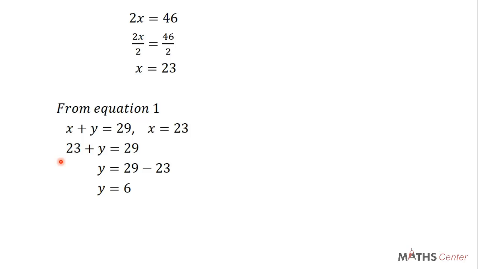Now remember from the question, it said that the sum of those two numbers is 29, and this is true. If you add 23 to 6, you are going to get 29. It also said the difference is 17. If you subtract 6 from 23, you are going to get 17. So it means that our answer is correct because it satisfies the conditions that were given to us in the question.